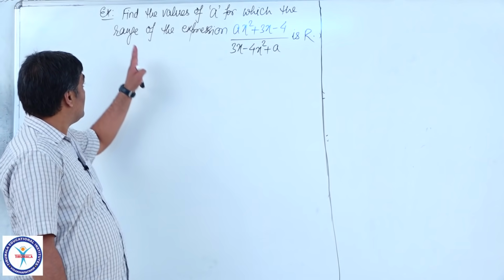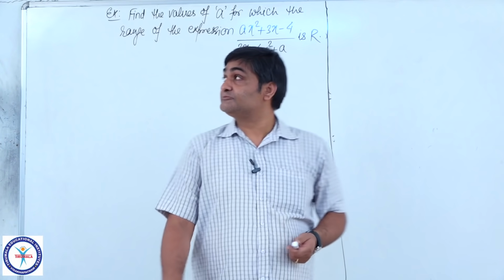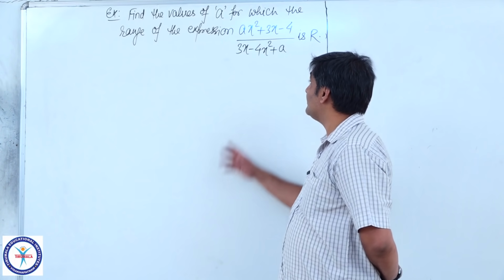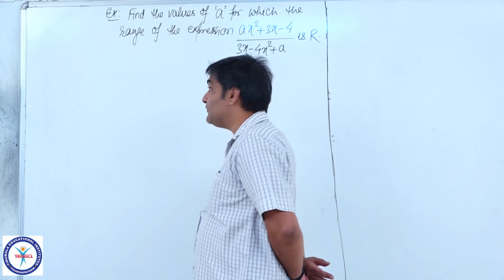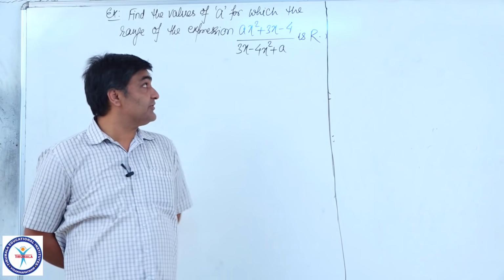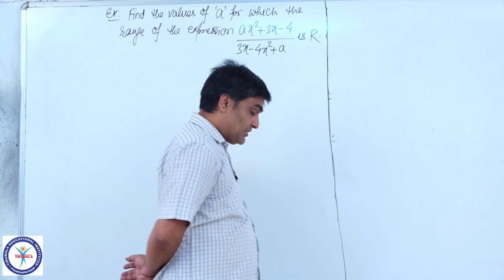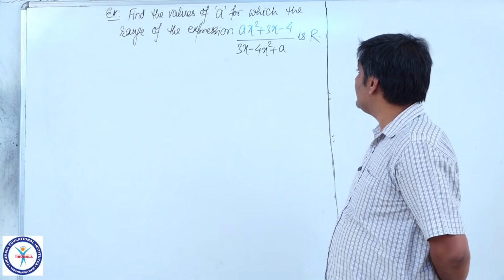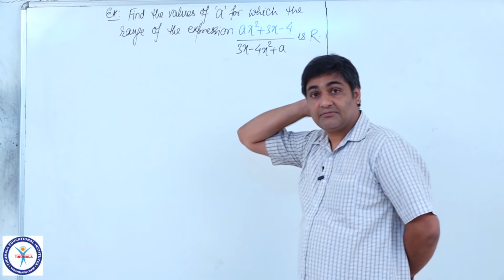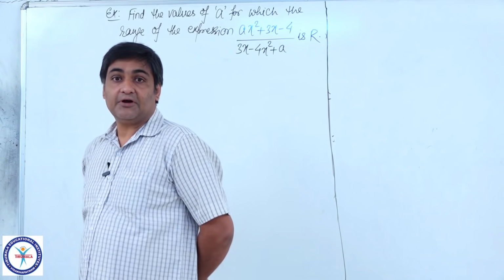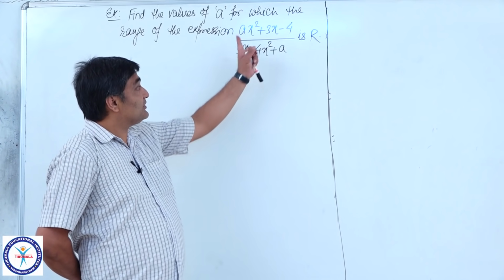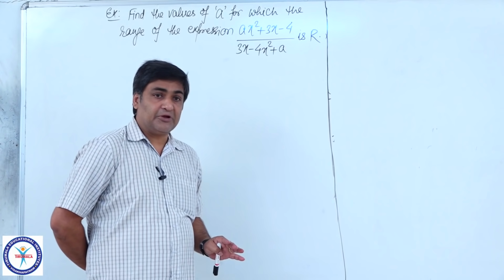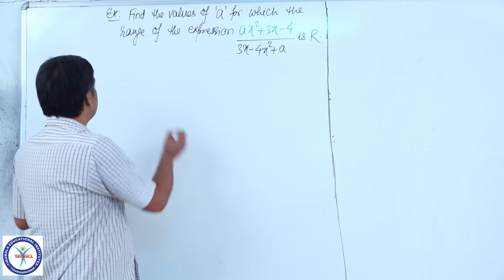Now, here I have written another example. Find the values of a for which the range of the expression (ax square plus 3x minus 4) by (3x minus 4x square plus a) is R. In the last class, we found the range of this rational expression in the topic Webber method. So the range should be R, meaning all real numbers should come into range. The method is quite similar.